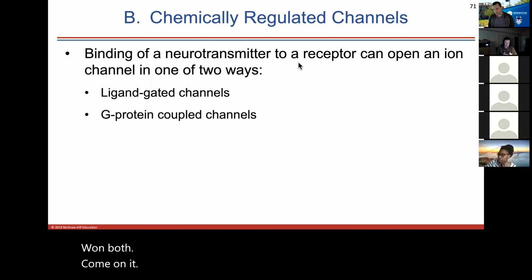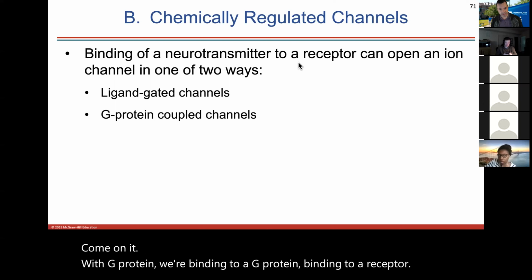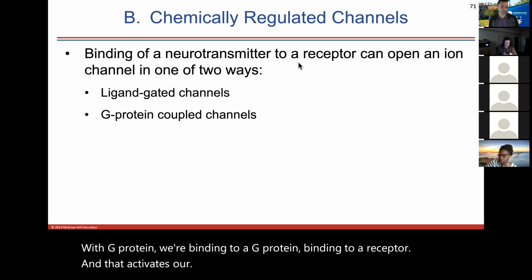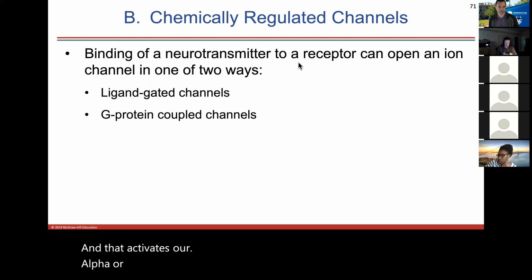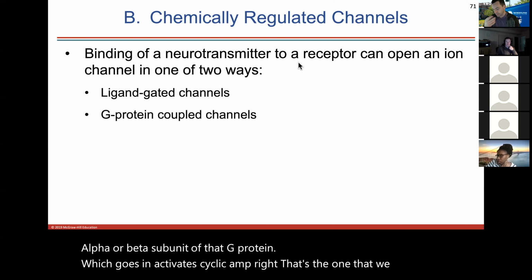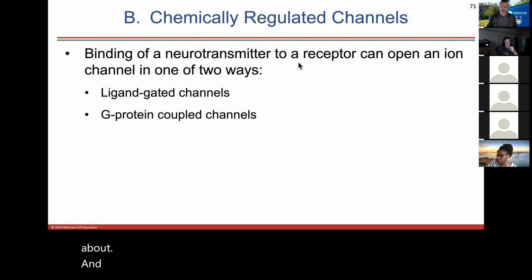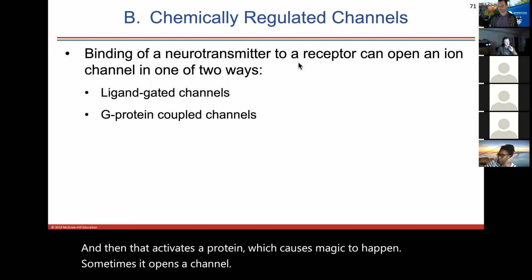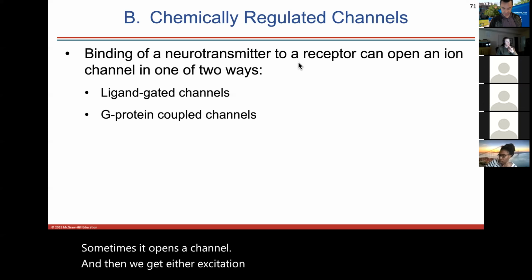With G protein, we're binding to a G protein. Binding to a receptor activates our alpha or beta subunit of that G protein, which goes and activates cyclic AMP, right? That's the one that we talked about. And then that activates a protein, which causes magic to happen. Sometimes it opens a channel. And then we get either excitation or hyperpolarization.